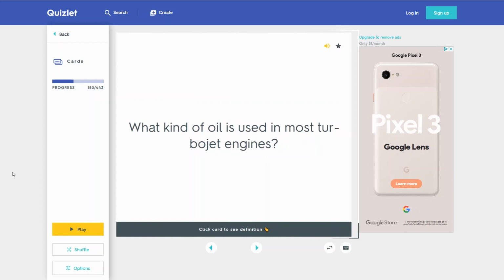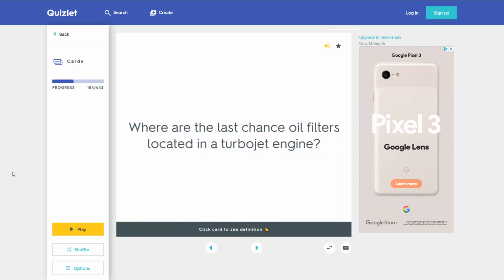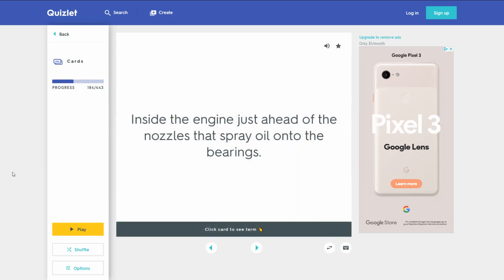What kind of oil is used in most turbojet engines? Synthetic. Where are the last chance oil filters located in a turbojet engine? Inside the engine, just ahead of the nozzles that spray oil onto the bearings.